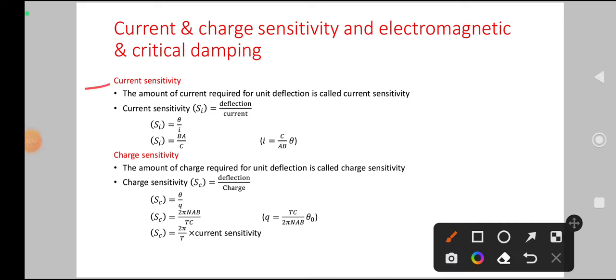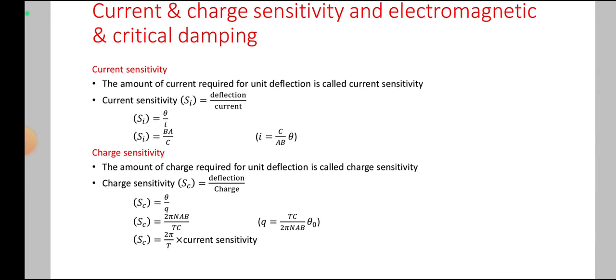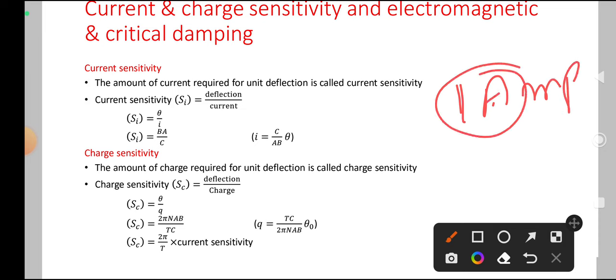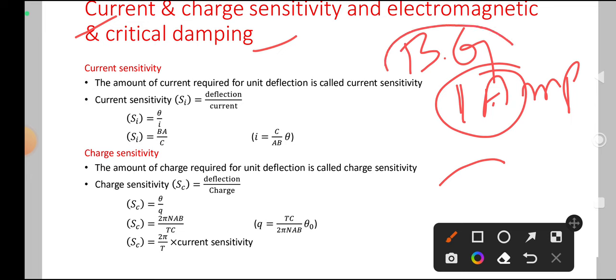What is current sensitivity? Current sensitivity means the amount of current required for unit deflection. Unit means one, so that is 1 ampere. When 1 ampere current flows through the galvanometer, it deflects by one unit. Which galvanometer here? Ballistic galvanometer. These critical damping, current sensitivity and charge sensitivity are taken from the ballistic galvanometer only. So before watching this video, first watch the video on the moving coil ballistic galvanometer.